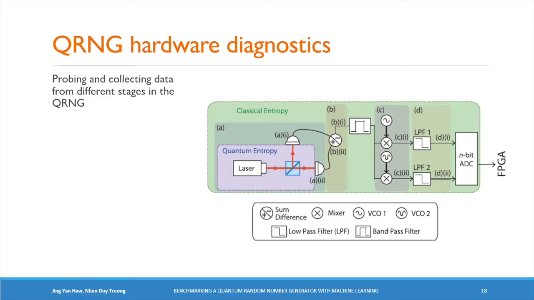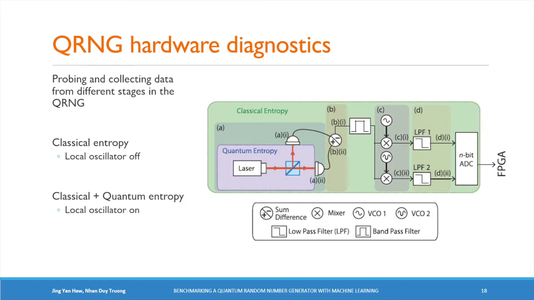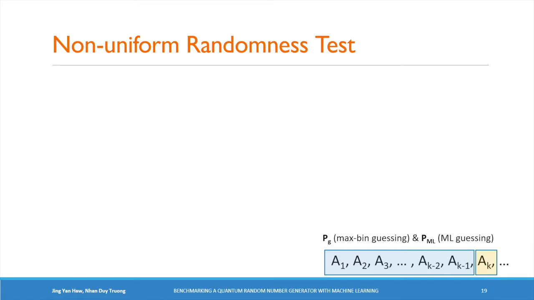Two scenarios are considered here. First, we turn off the local oscillator to gather entropy with classical origin, and then we turn it back on to assess the entropy from the quantum source again. Now look at the result.